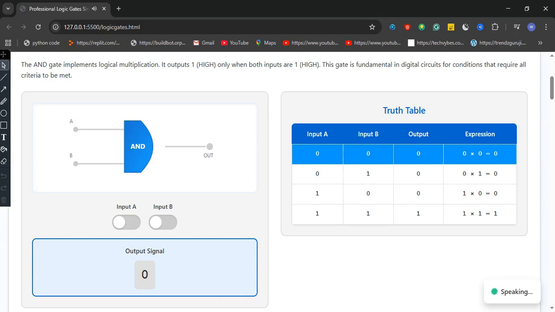AND gates are used in digital systems for enabling signals, address decoding, and creating control logic where multiple conditions must be satisfied.